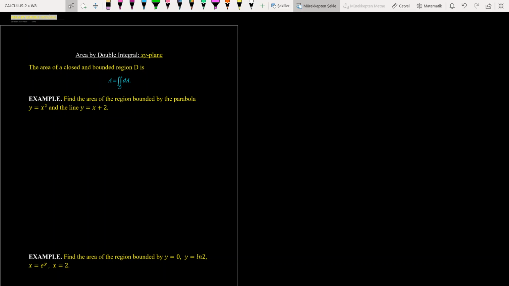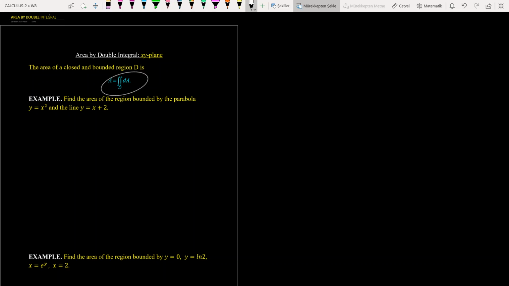Now we will solve some problems to find the area of a region using double integrals. As I told you in the previous video, this is the formula of the area using double integrals. Let's look at the question.